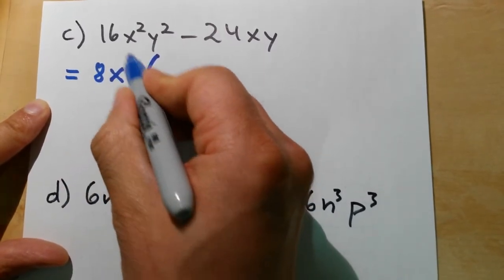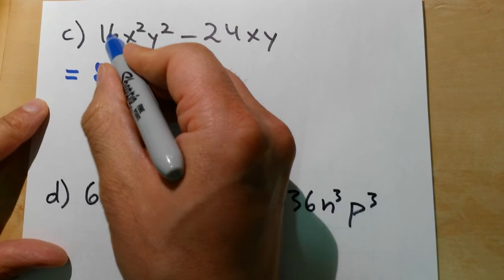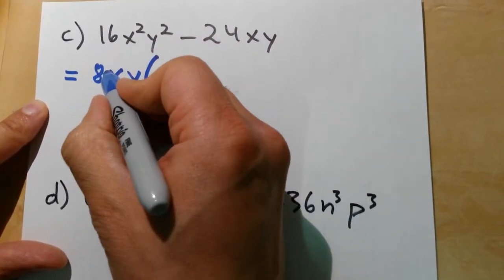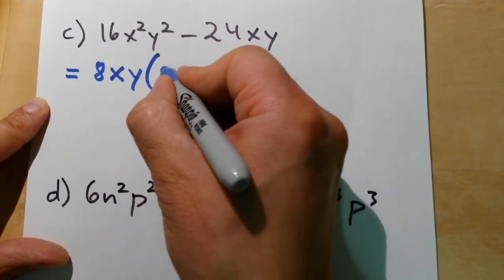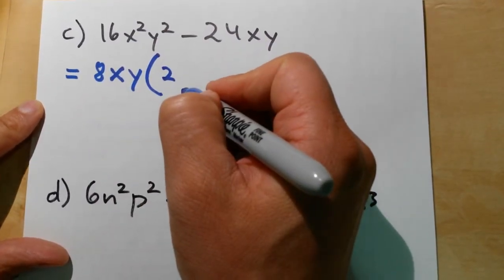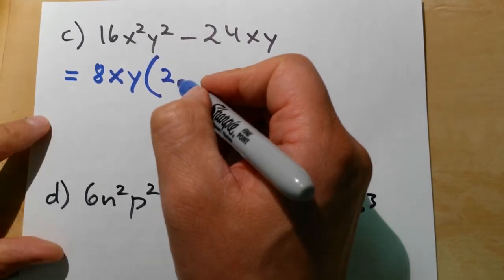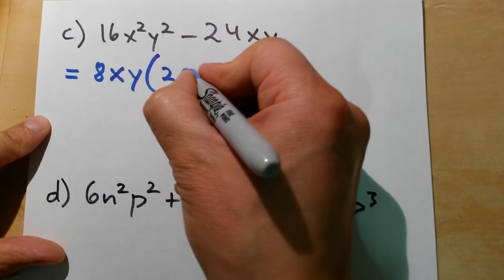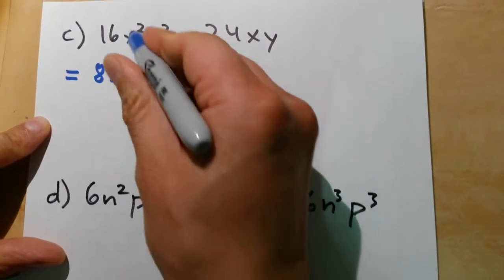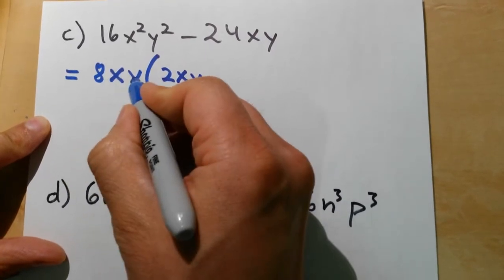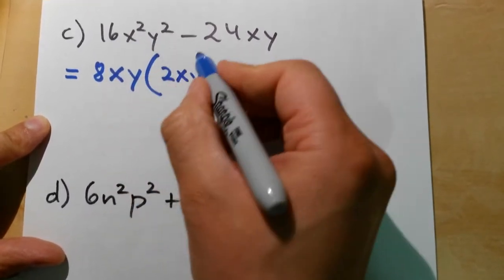And now same thing, 8xy multiplied by what in order to get 16x squared y squared, right? Well, let's start with the coefficients, 8 times 2, 16, okay? X times what in order to get x squared? Remember, when we multiply expressions that have the same base but different exponents, we add the exponents, so times x, right? So x times x, x squared, and then y times y, y squared, right? So 8xy times 2xy will give us 16x squared y squared.